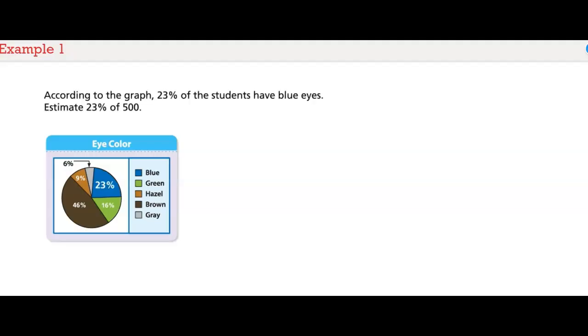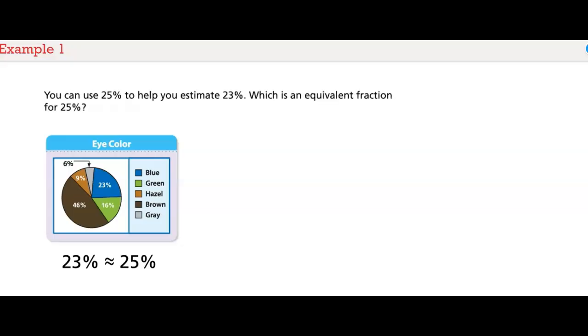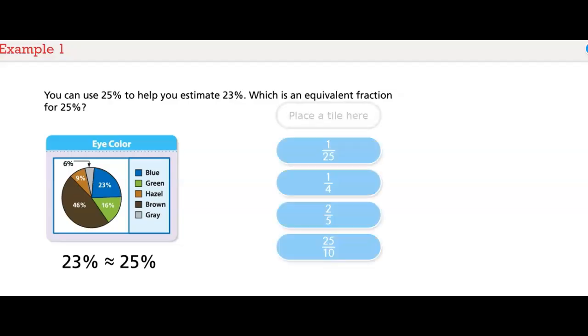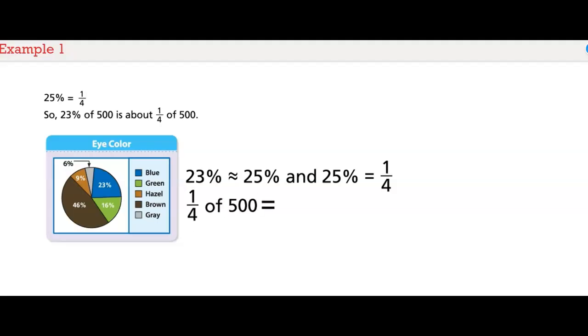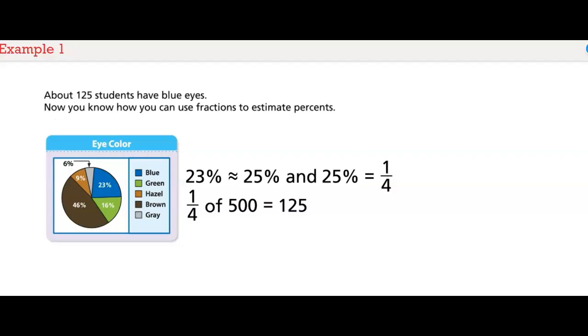According to the graph, 23% of the students have blue eyes. Estimate 23% of 500. You can use 25% to help you estimate 23%. Which is an equivalent fraction for 25%? Select your answer. 25% equals 1/4. So, 23% of 500 is about 1/4 of 500. About 125 students have blue eyes. Now you know how you can use fractions to estimate percents.